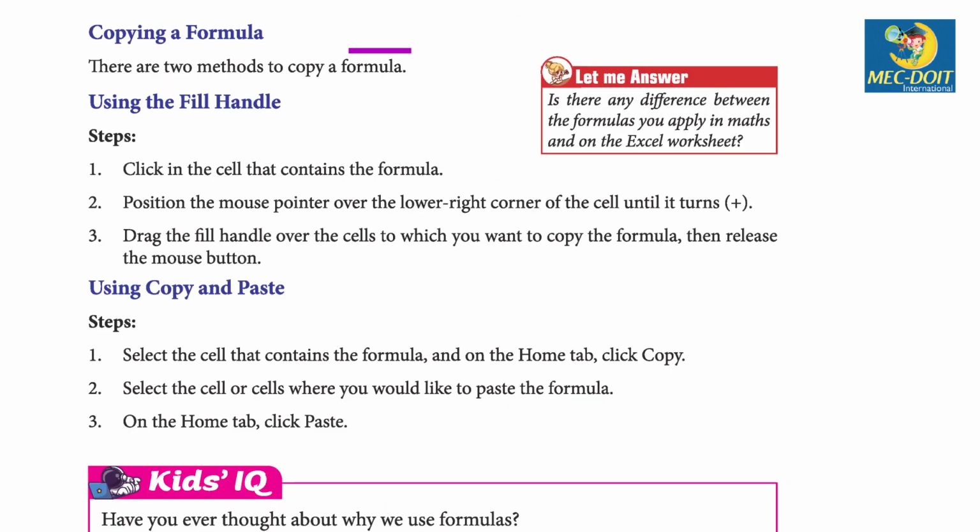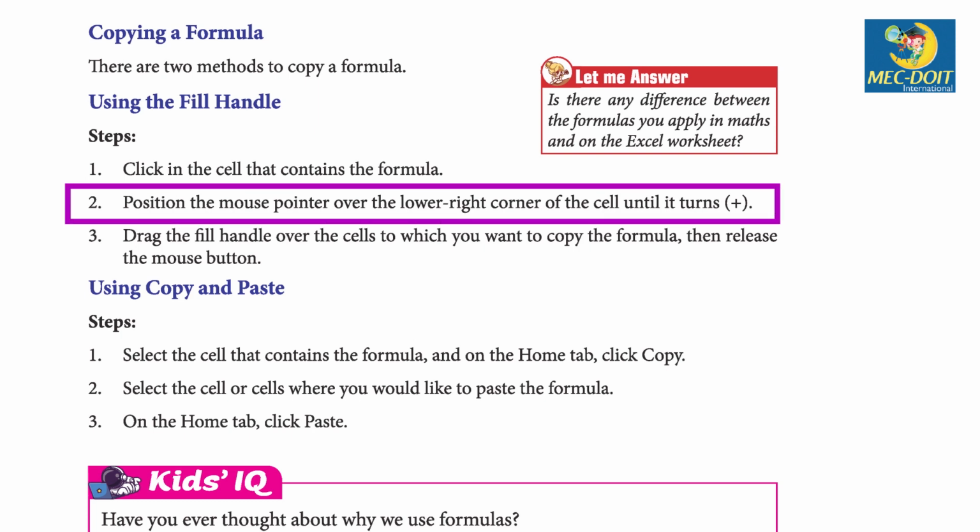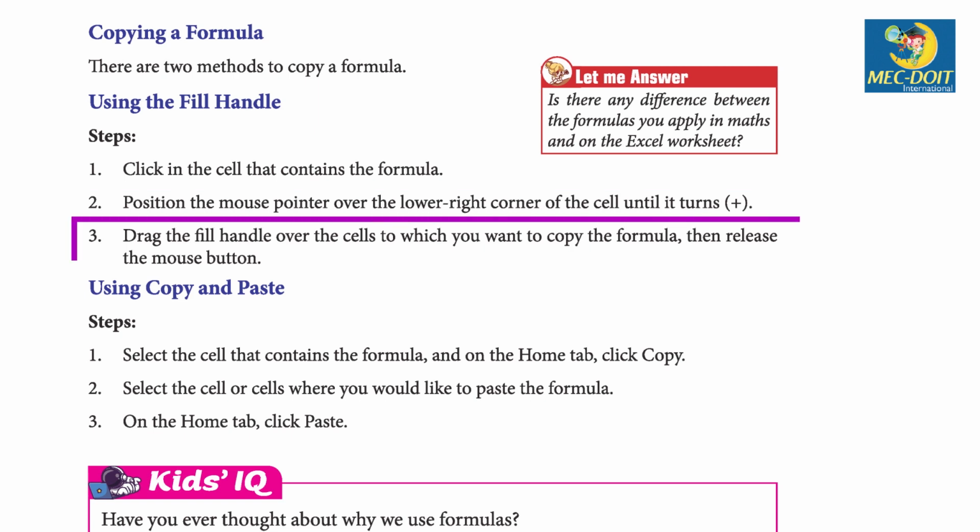Copying a formula. There are two methods to copy a formula. Using the fill handle. Let me answer: is there any difference between the formulas you apply in maths and on the Excel worksheet? Steps. 1. Click in the cell that contains the formula. 2. Position the mouse pointer over the lower right corner of the cell until it turns into a plus. 3. Drag the fill handle over the cells to which you want to copy the formula. Then release the mouse button.